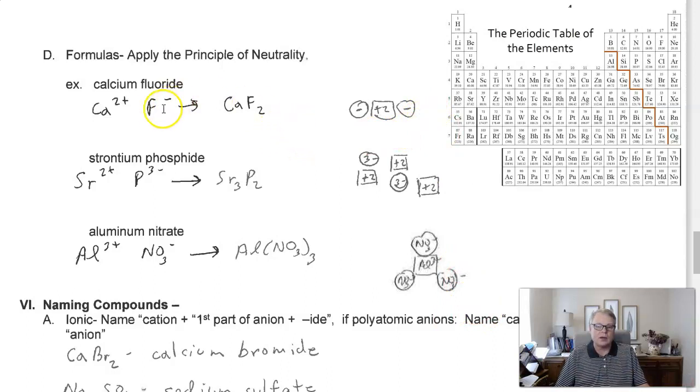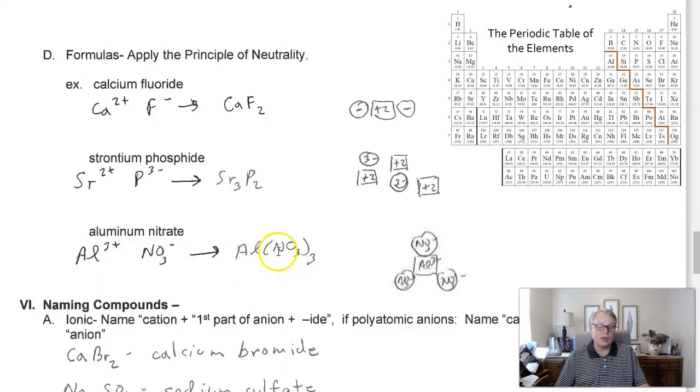All right. So here, this is called the crisscross method, and like I say, it's a trick, but I guess it does work. You can ignore the plus and minus signs here, and then you just take this number and put it down here. You take that number and put it there, kind of like an X. So the formula is CaF2. See? Here I can take this 2, put it down here, take this 3 and put it down here: Sr3P2. Al1(NO3)3. See? Works. Okay.